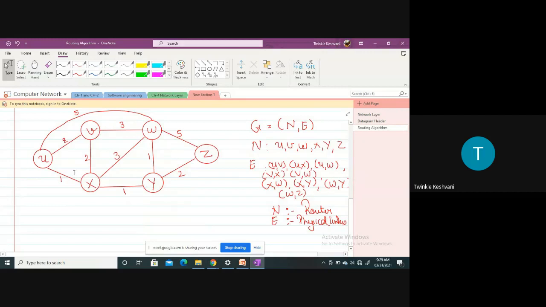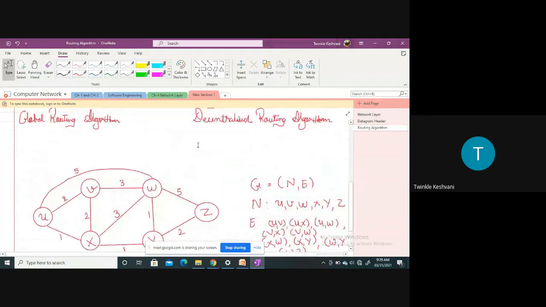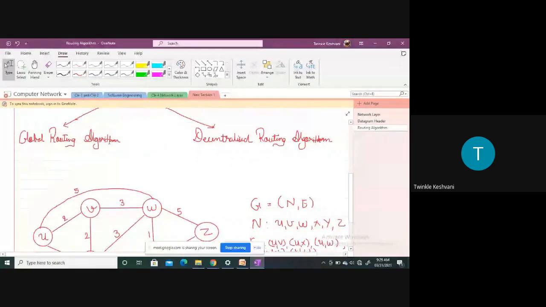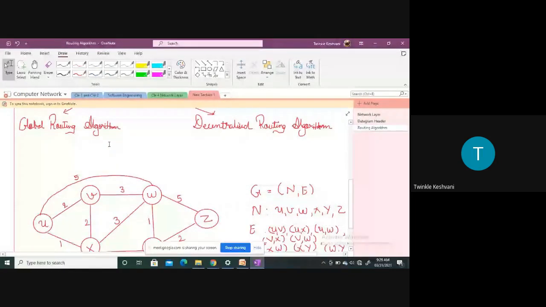Now, based on this, we'll understand the two routing algorithms. We have seen the global routing algorithm and the decentralized routing algorithm. If it is a global routing algorithm, then it uses the concept of flooding. Generally we use flooding with water, but in the context of the network layer, flooding means that when the source dispatches a packet, the packet travels to all the routers on the network.